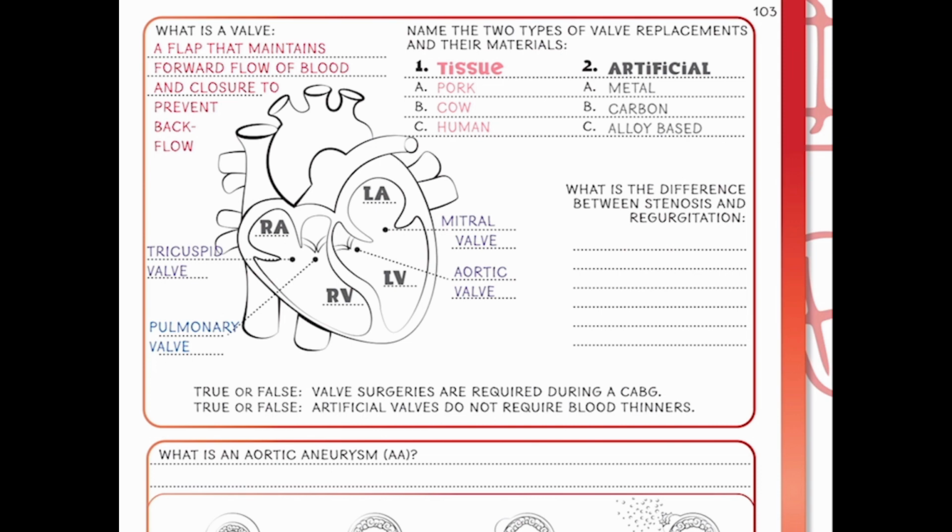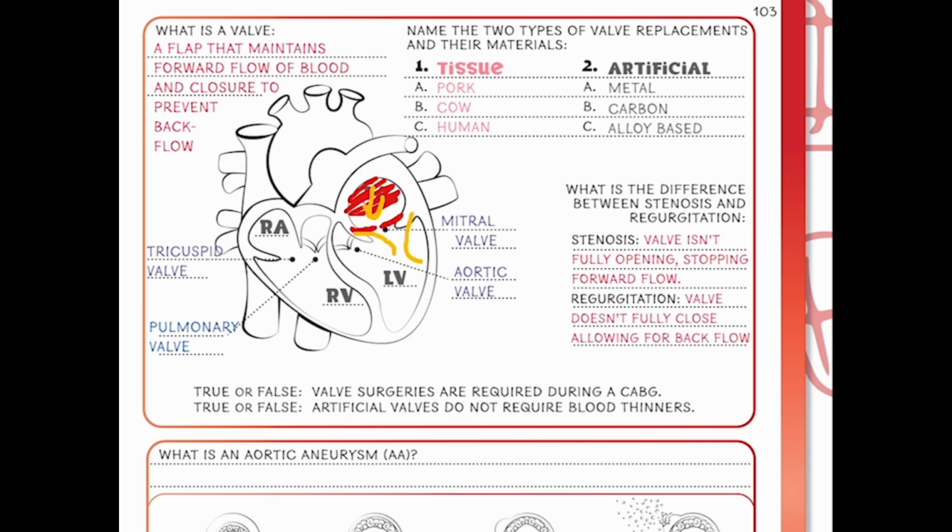But before we move on from valves, there are 2 medical terminology words you might hear in your daily practice that deal with valves. So the first word is stenosis, and this means that a valve isn't fully opening and it's stopping the forward flow. We look at our anatomy over here, and if this valve isn't able to fully open, we can see that this blood is going to have a really hard time getting out because we don't have that standard wide opening for it to leave. And then we also have regurgitation. Regurgitation is when the valve doesn't fully close, and so that allows for our backflow of blood.